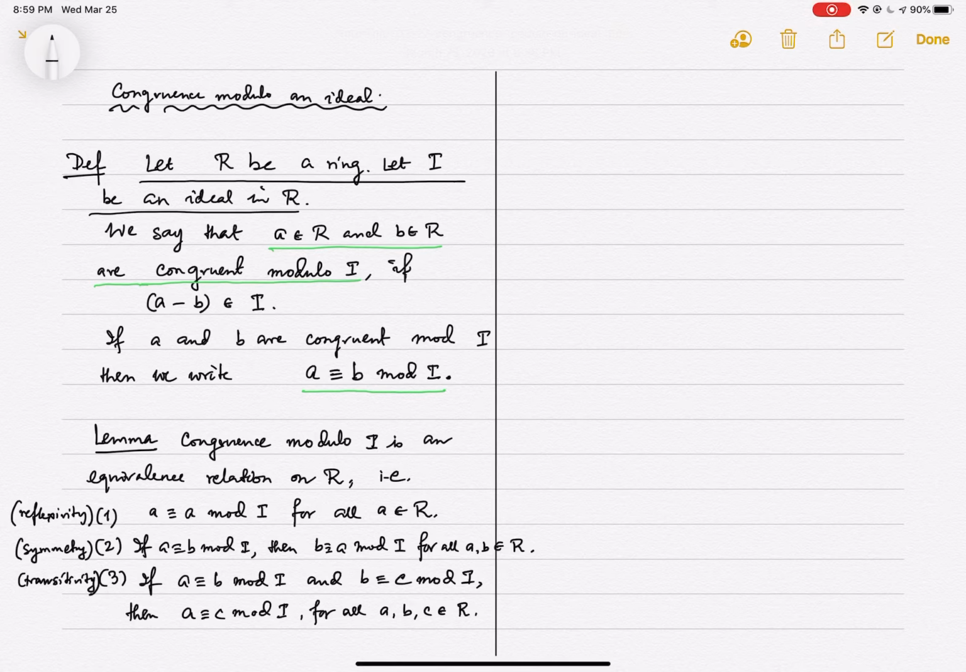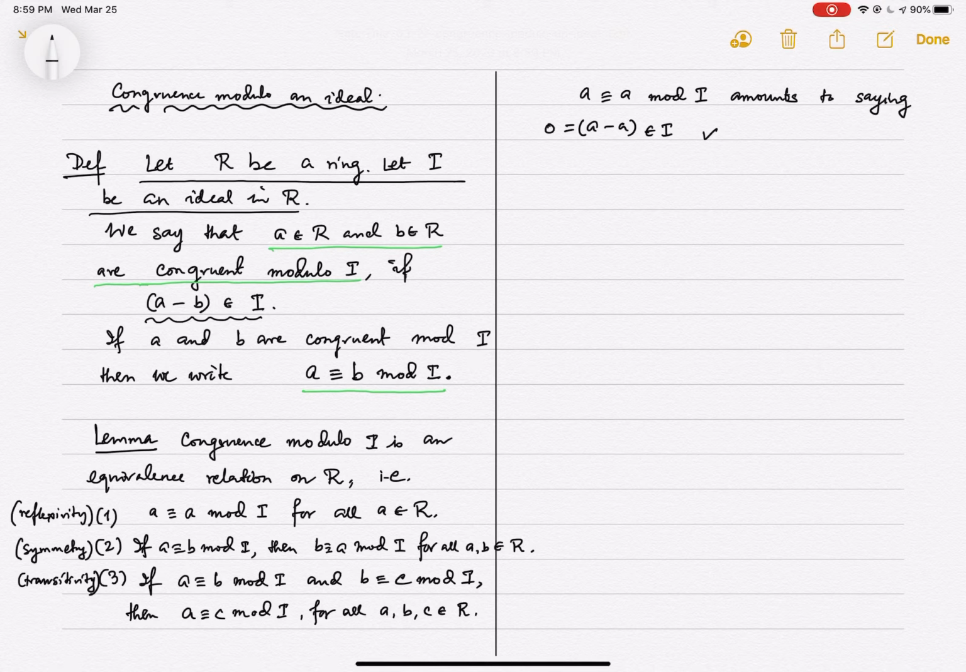Maybe let's just do a little doodle here and check that this lemma is true. I'd leave you to write it out. A is congruent to A mod I. What does that mean? I'll remind you, two things are congruent modulo I simply means that the difference has to be in I. This amounts to saying A minus A is in I. Is that true? Well, A minus A is 0. Of course, that's in any ideal, because an ideal, after all, is a subring.